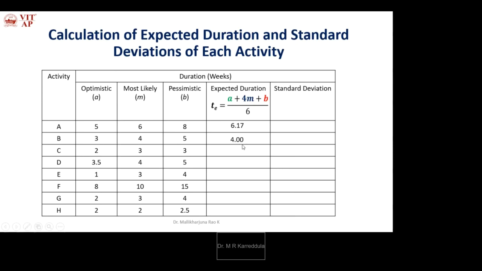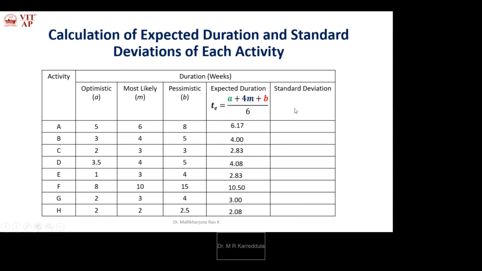Similarly, we have to find for B. The expected duration of activity B is 4. In this way, we have to calculate for the remaining activities up to H, the expected duration for all the activities using this mathematical expression. For C it is 2.83, for D it is 4.08, for E it is 2.83, for F it is 10.50, for G it is 3, for H it is 2.08. So now we have calculated the expected duration of all the activities.